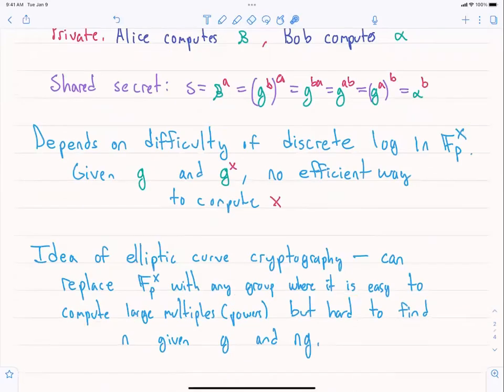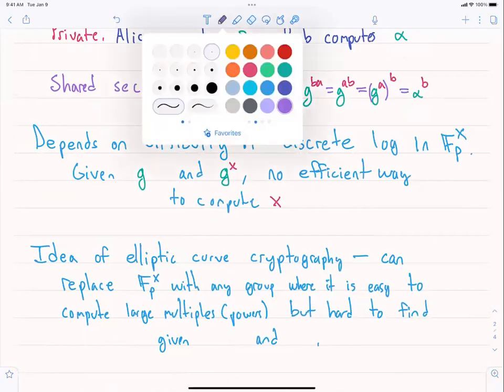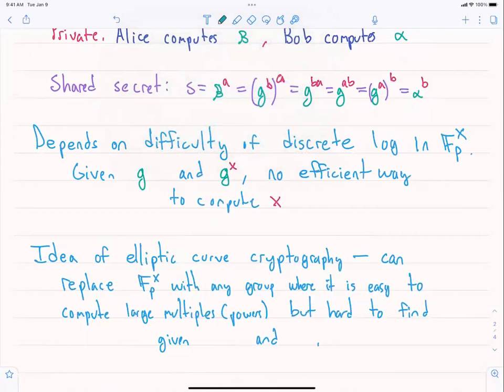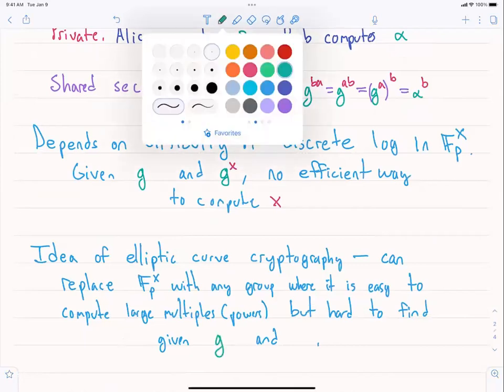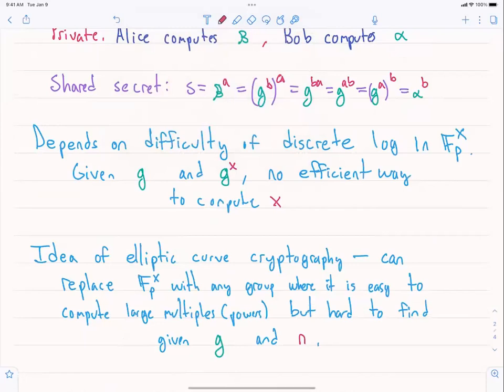But it should be hard to find this. So you have some element G in your group, and you compute some multiple of it, n times G.